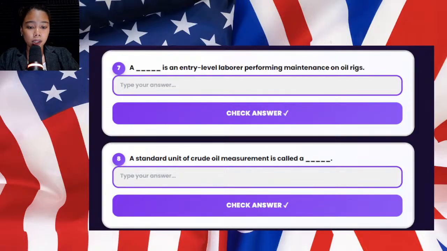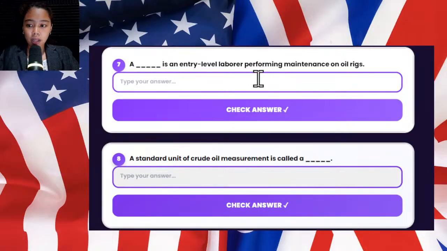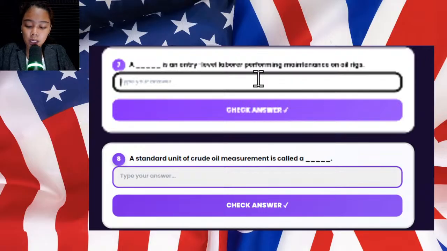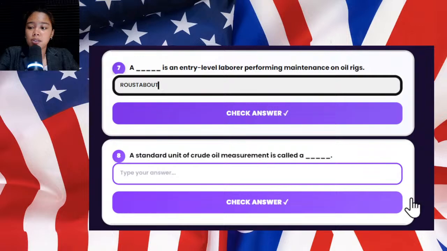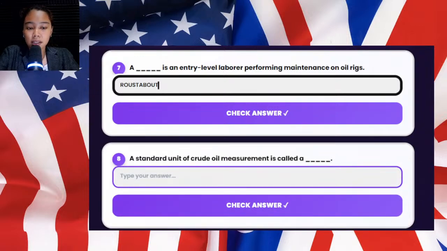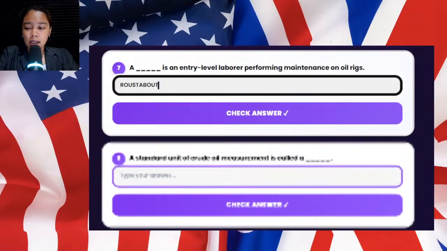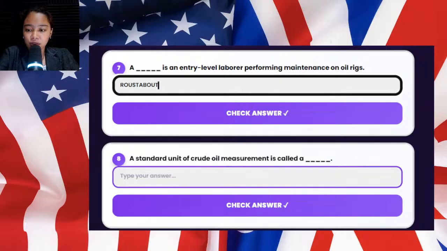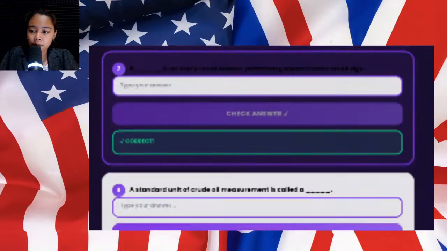Okay, what is our answer here? This is again an entry level laborer. Our answer should be roustabout. Okay, again, our answer is roustabout. So that is one word. That is the spelling, roustabout. So remember that. A roustabout is an entry level laborer performing maintenance on oil rigs. Let's check our answer.